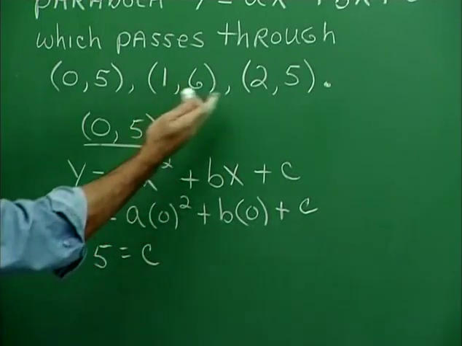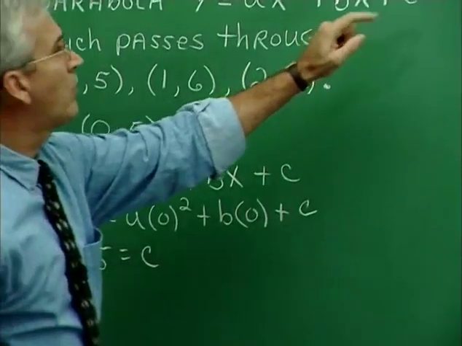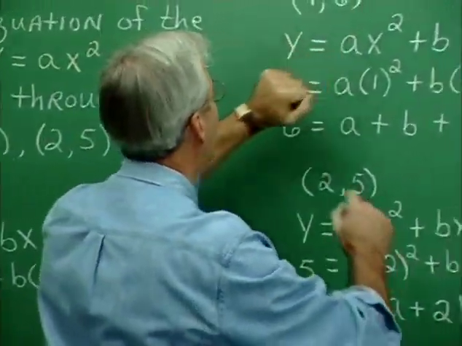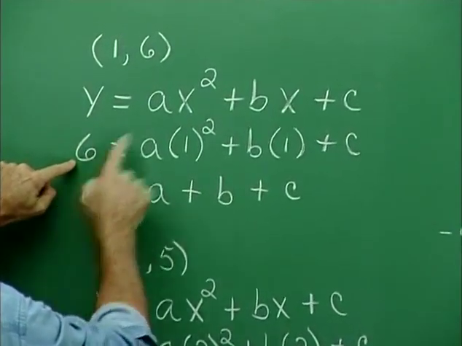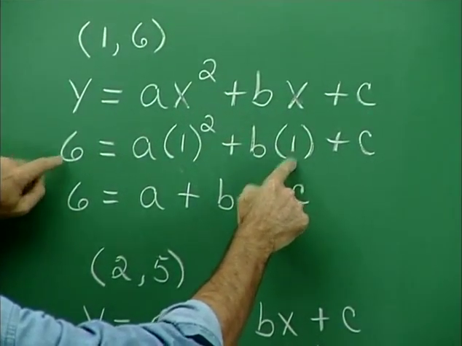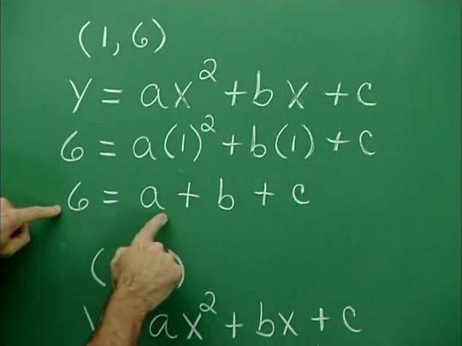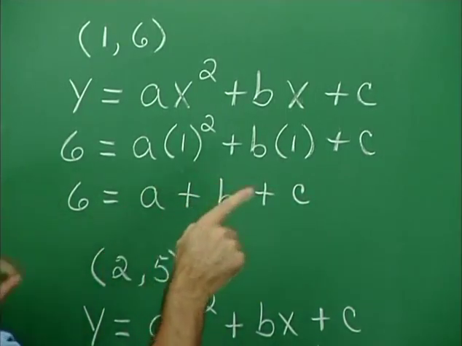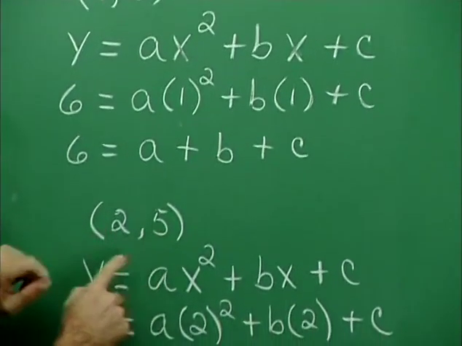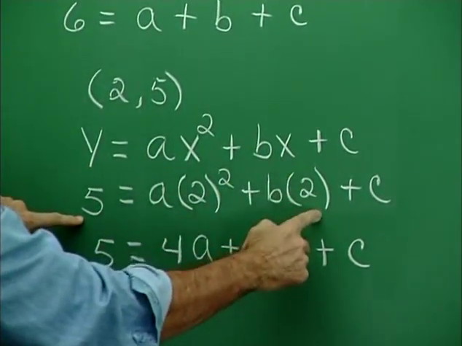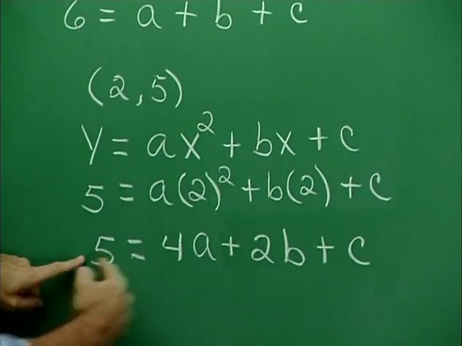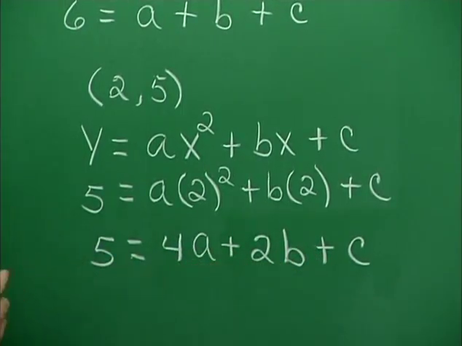Well, we do that for the other 2 points as well. Here we go. For the point 1, 6, replace x with 1 and y with 6. So the y becomes 6, the x is 1. And we simplify a bit, we find 6 to be equal to a plus b plus c. For the point 2, 5, x is 2 and y is 5. So we have y is 5 and x is 2. Simplifying, we find this equation. Now we have the 3 equations.